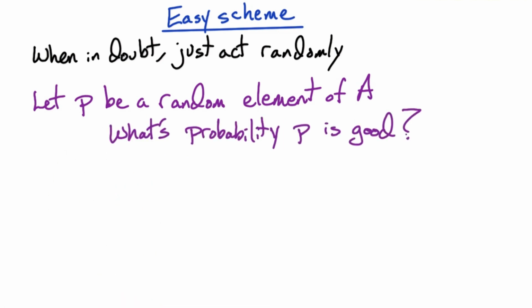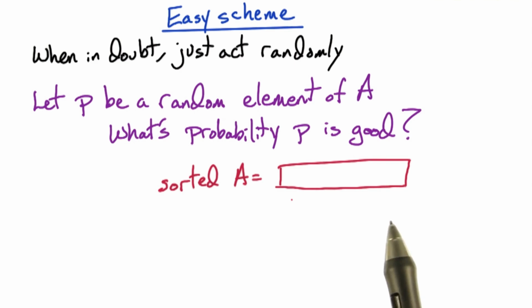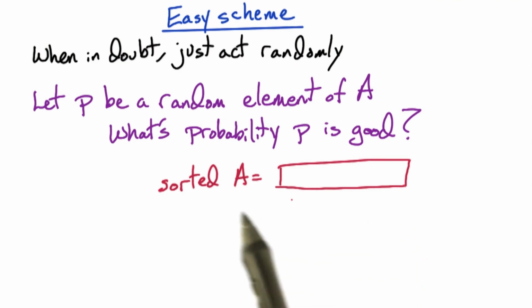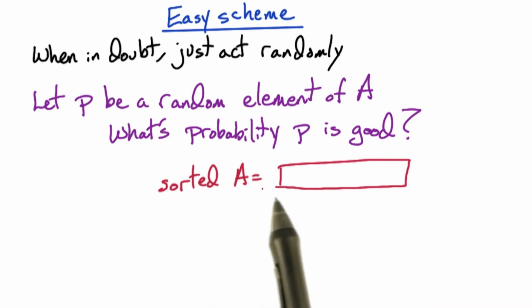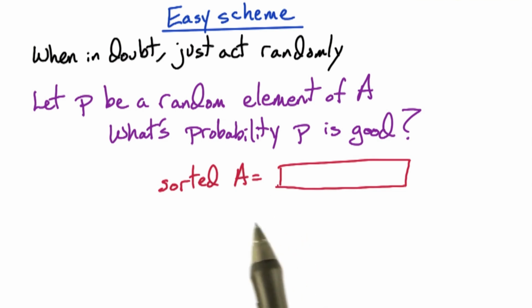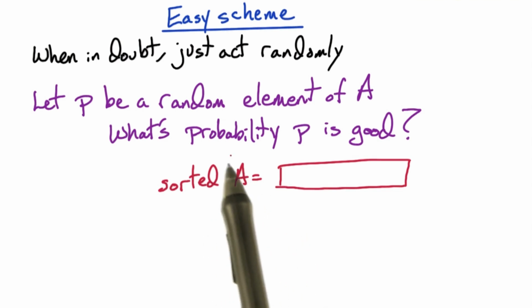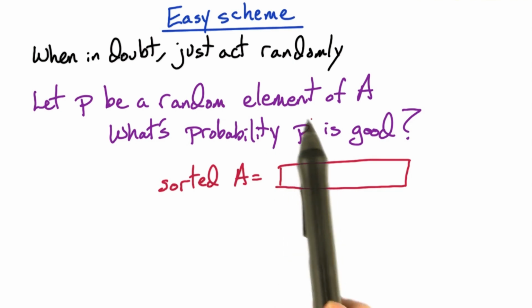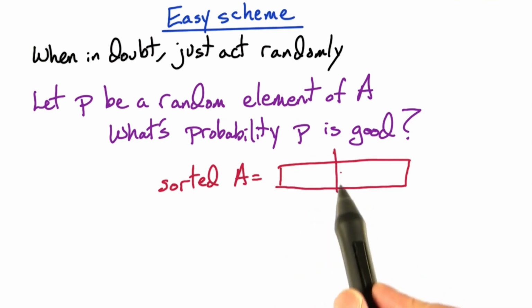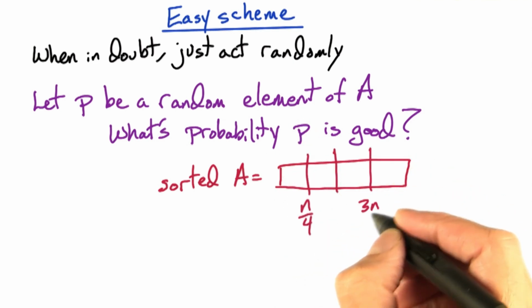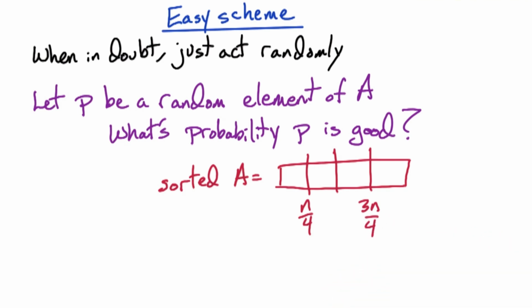Now what's the probability that p is a good pivot? Let's look at our thought experiment from before. So let's look at the sorted array A. We're not actually sorting A. We're just looking at the sorted version of A for the purposes of analyzing the probability that p is good. We have the median element, we have the n over 4 smallest, and we have the 3n over 4 smallest.